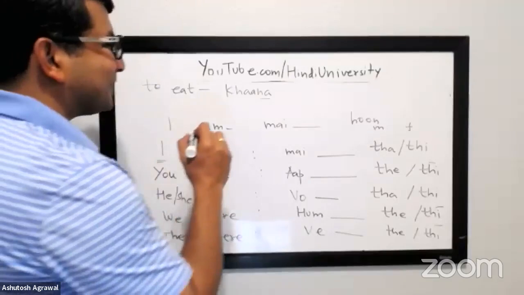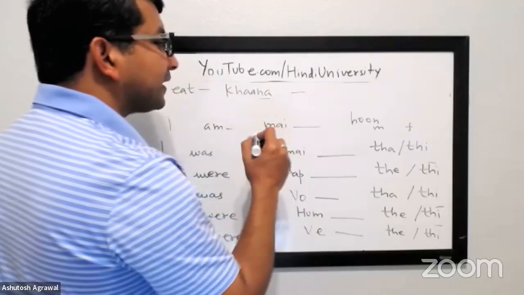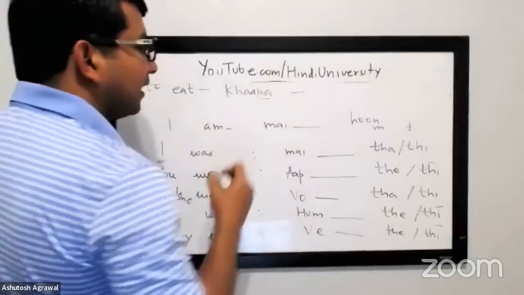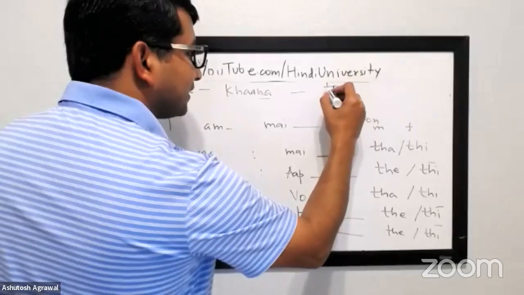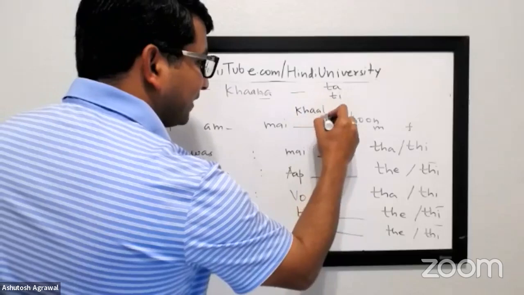So, when we want to make the habitual past tense, what we do is we conjugate the verb appropriately, okay? And we take the imperfective participle form. So, khana for main, how would you say, Aneska ji, you will remove the na. Main khata, for a guy it would be khata. And for a girl, khati. So you would say te. Very good.